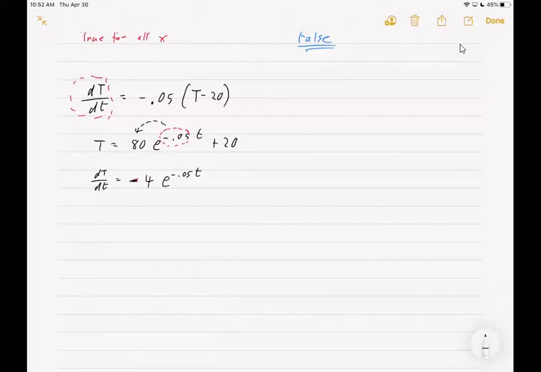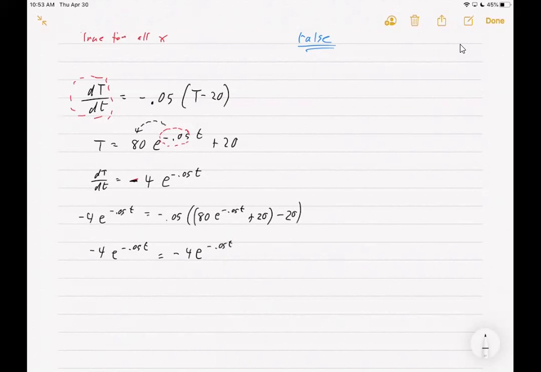Let's substitute in. So negative 4 e to the negative 0.05t should equal negative 0.05 times, and then we have to put in the whole equation for T, 80. When I substitute something with multiple terms, I should put it in parentheses: 80 e to the negative 0.05t plus 20, minus the 20 that was in the original equation. Well, we just took 5% of 80 and saw that it was 4. So negative 4 e to the negative 0.05t ends up equaling negative 4 e to the negative 0.05t.